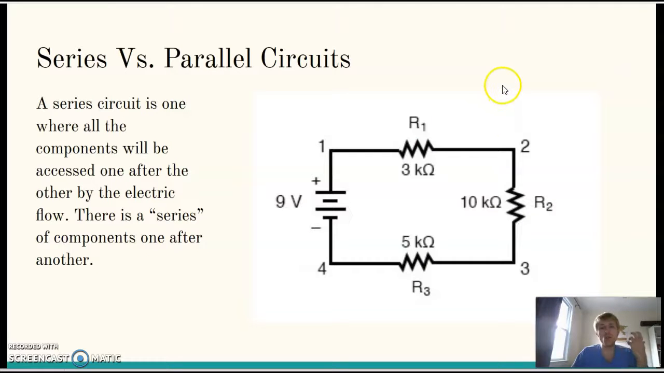So then there are 2 ways we can set this whole thing up. We could have a series circuit or a parallel circuit. If you're going to have a series circuit, then everything is going to be in line. So this is my battery over here. It's 9 volts, has a positive end and a negative end. Positive end is usually represented by this long line, and the negative by this short one.